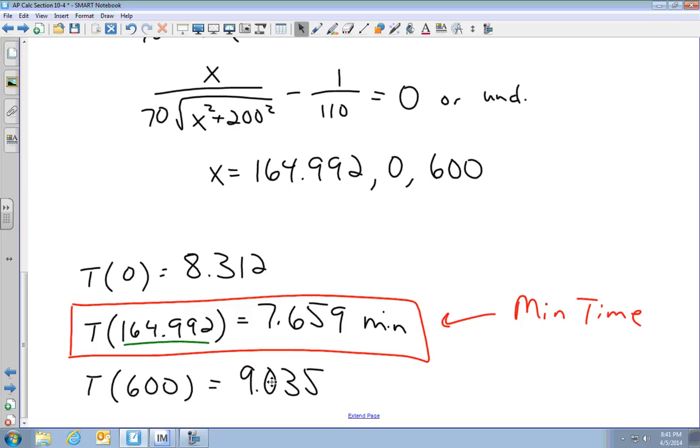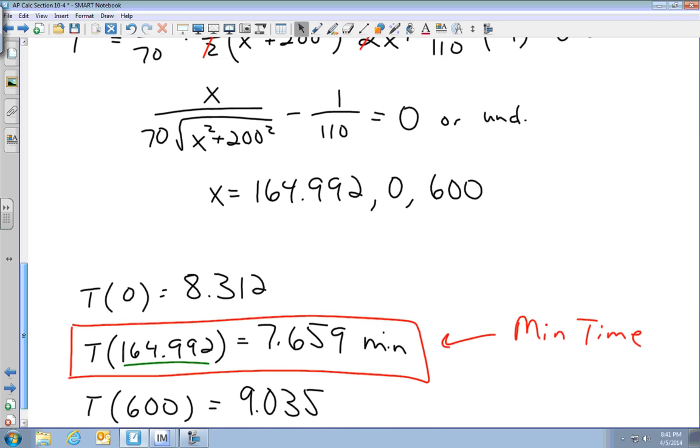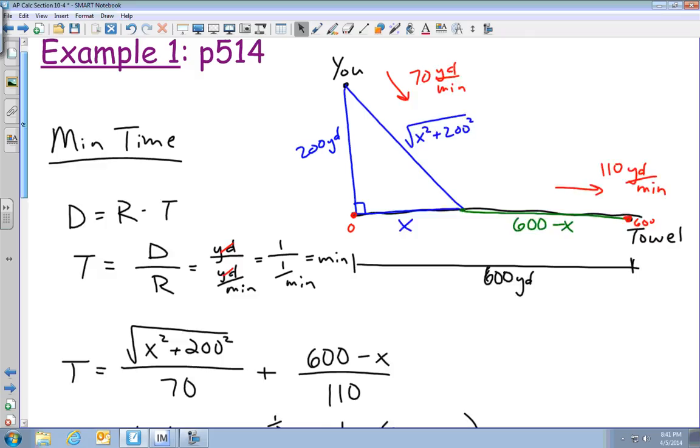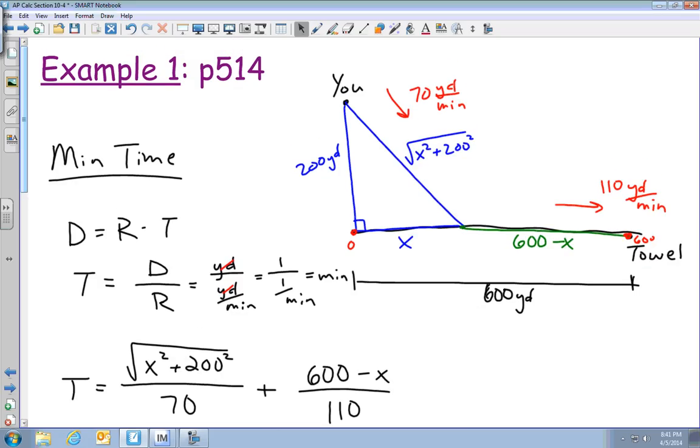Okay. Now, that's part A. Part B now says do the same problem again, but now use 100 yards as your location for the towel. So let's just go back and look at the work that we've done already and compare that with how that will change if we change the distance there. So first of all, the 600 yards, we can clearly see that this is going to change to 100 yards instead of 600, which means that this here is going to be 100 minus x instead of 600 minus x.